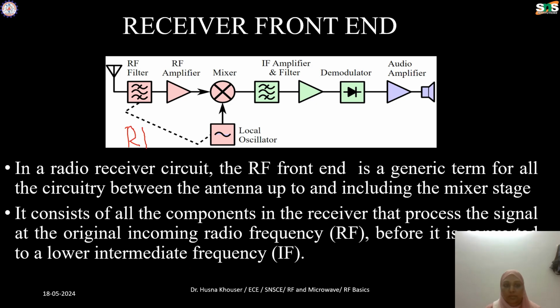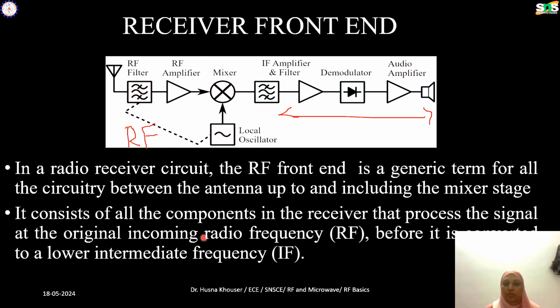It is a very important block in the receiver section. After that we convert it into the intermediate frequency of low frequency, and this is the digital block I discussed in the previous slide. In a radio receiver circuit, the RF front end is a generic term for all circuitry between the antenna up to and including the mixer stage. Up to this mixer we call this a generic block, the RF front-end stage.